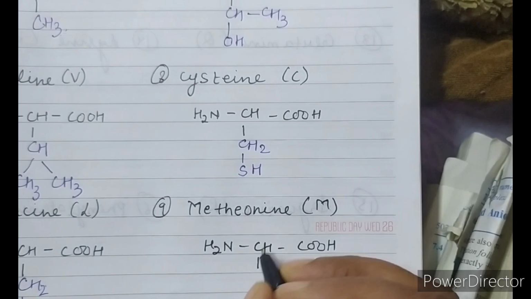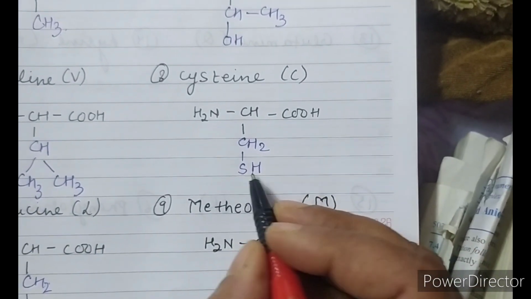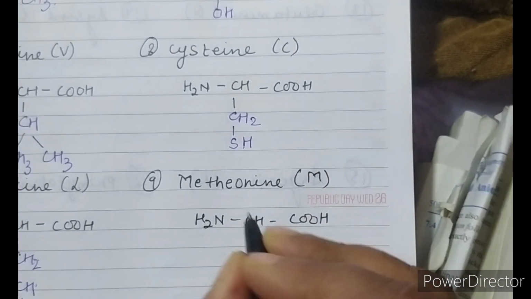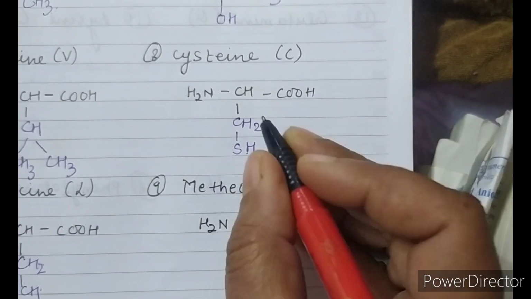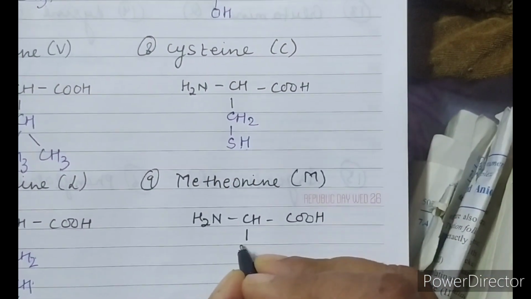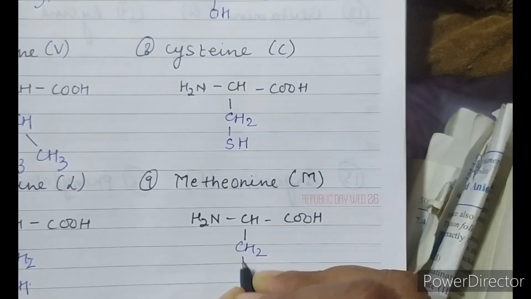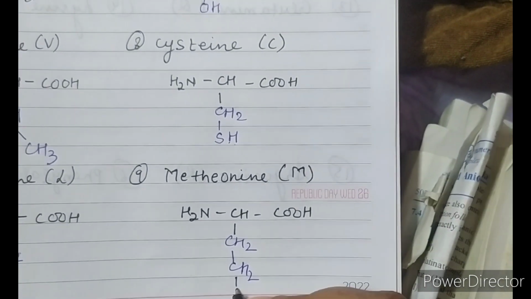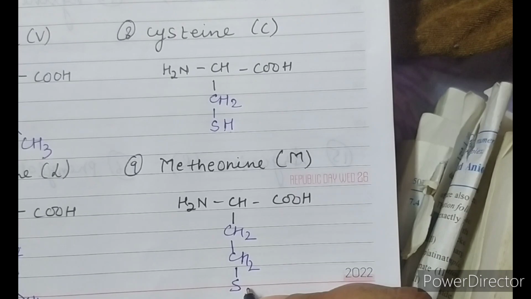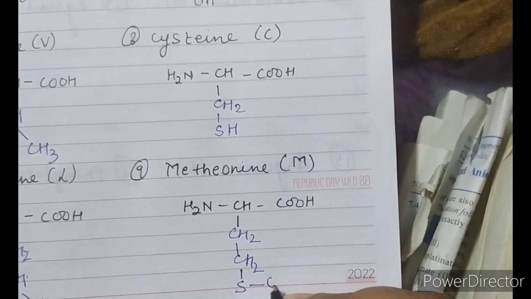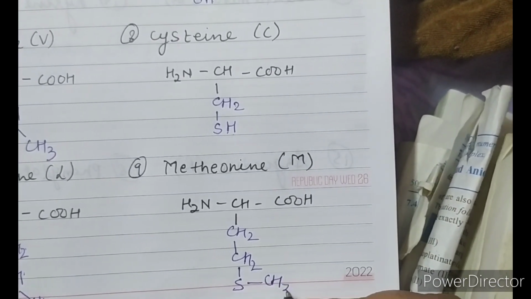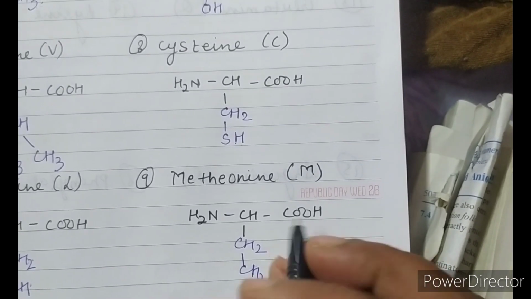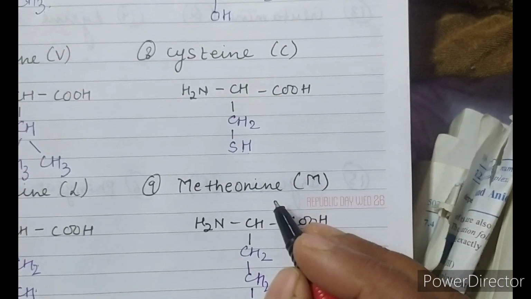Next is methionine, where we will introduce one more CH2 group in between these two groups, and this H will be replaced by a CH3 group, or you can say one CH2 group will be added here and one CH2 group will be added here. So it will become CH2, CH2, S, CH3. Okay, so this is the methionine amino acid.